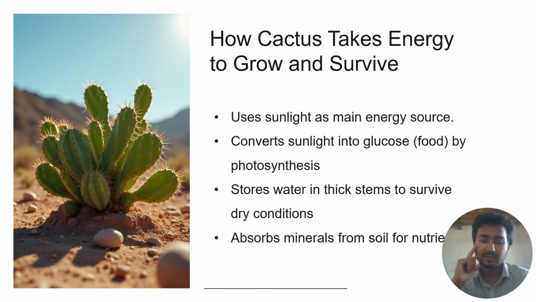So this is kind of a summary of everything: how cactuses take energy to grow and survive. Basically, cactus uses sunlight as its main energy source, just like every other plant. It converts sunlight into glucose food by photosynthesis and then stores water in its thick stems to survive dry conditions. Mostly they are in desert environments, so it's really kind of a miracle plant, and it absorbs minerals from soil for nutrients, just like every other plant, of course.